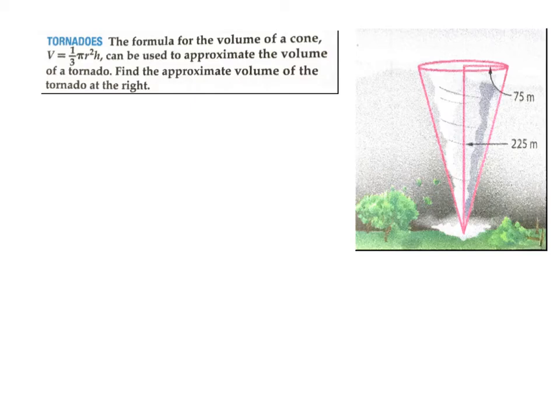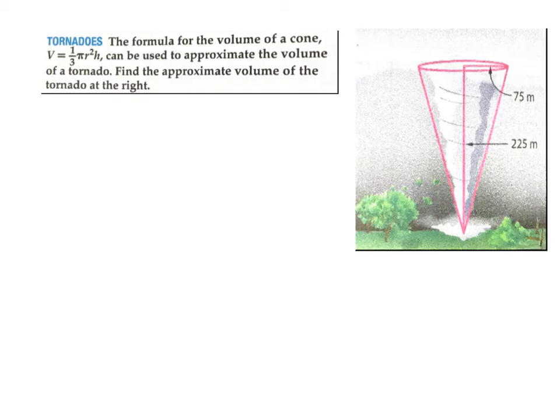Lastly, let's deal with the formula. A formula is just going to be a mathematical statement that expresses the relationship between certain quantities. In this example, we have the formula for the volume of a cone, V equals 1/3 pi r squared h, which can be used to approximate the volume of a tornado. We want to find the approximate volume of this tornado.